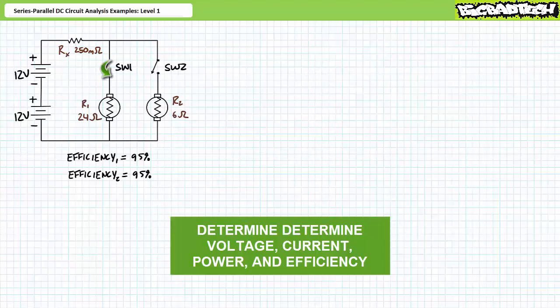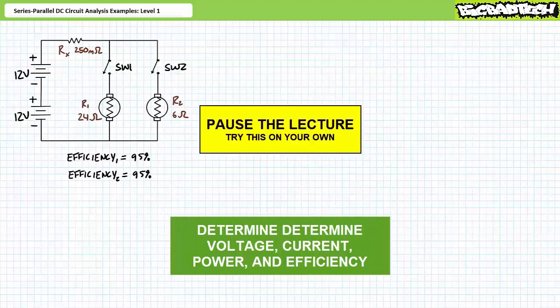Scenario 1, switch 1 closed, switch 2 open. Scenario 2, switch 1 open, switch 2 closed. And finally, scenario 3, switch 1 and switch 2 closed. Let us assume that any power dissipated by Rx will be considered a loss to this system. By all means, pause the lecture and try this on your own.